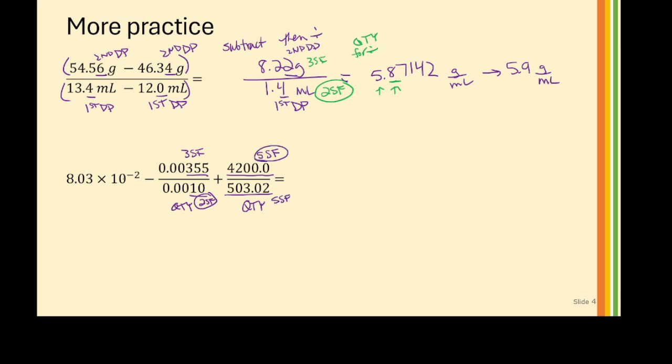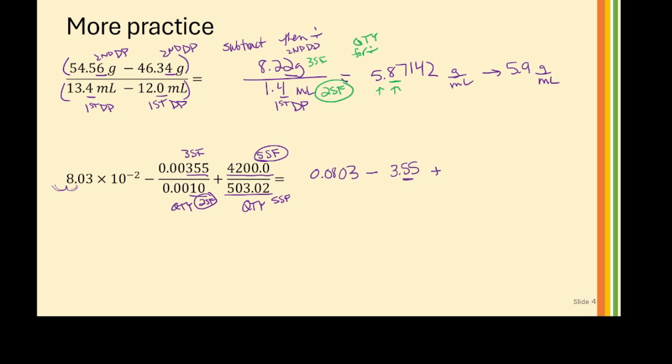And I'm going to put this into decimal notation so I can see the appropriate place value. Since this is negative, I want to make it a small letter, so I'm going to move the decimal place to the left 2 places, and I get 0.0803 minus 0.00355 divided by 0.0010, and I get 3.55. I need 2 sig figs, so this would only be good to there.